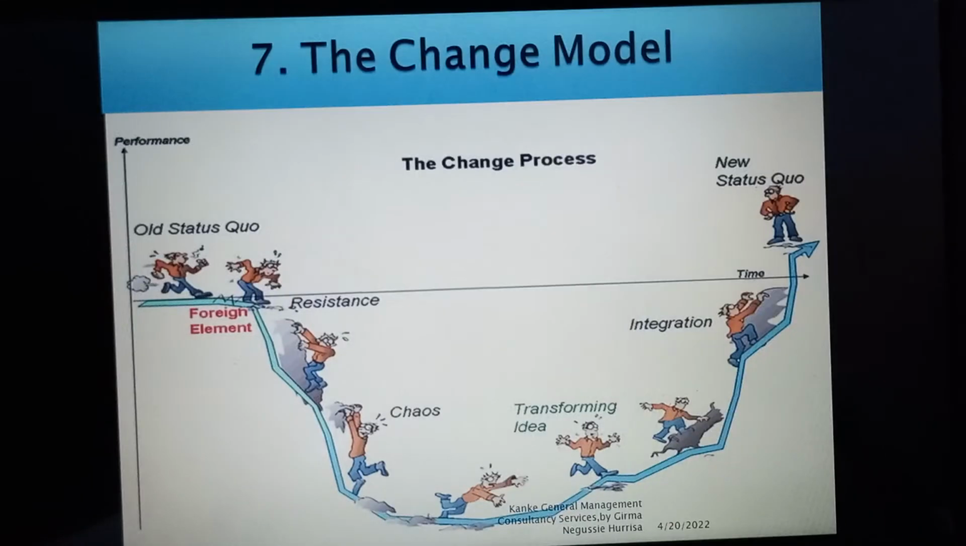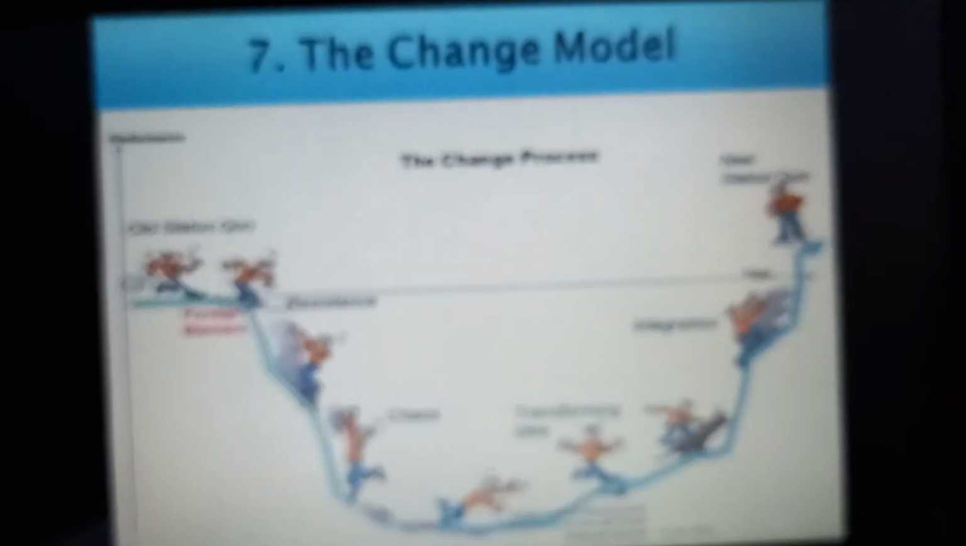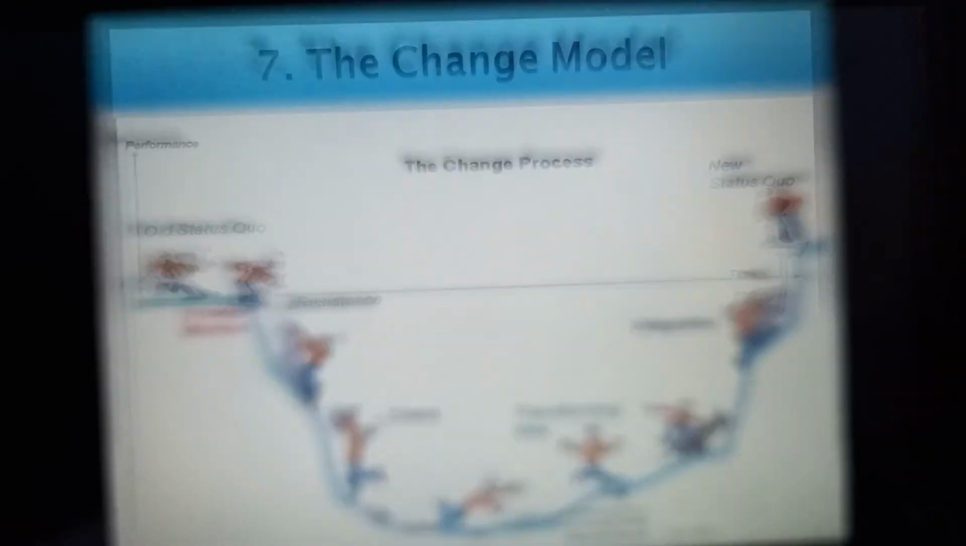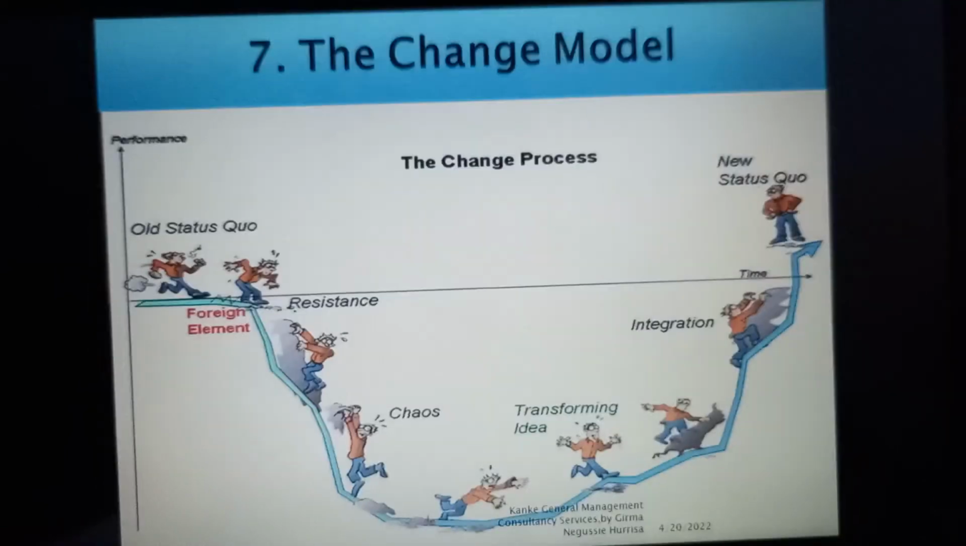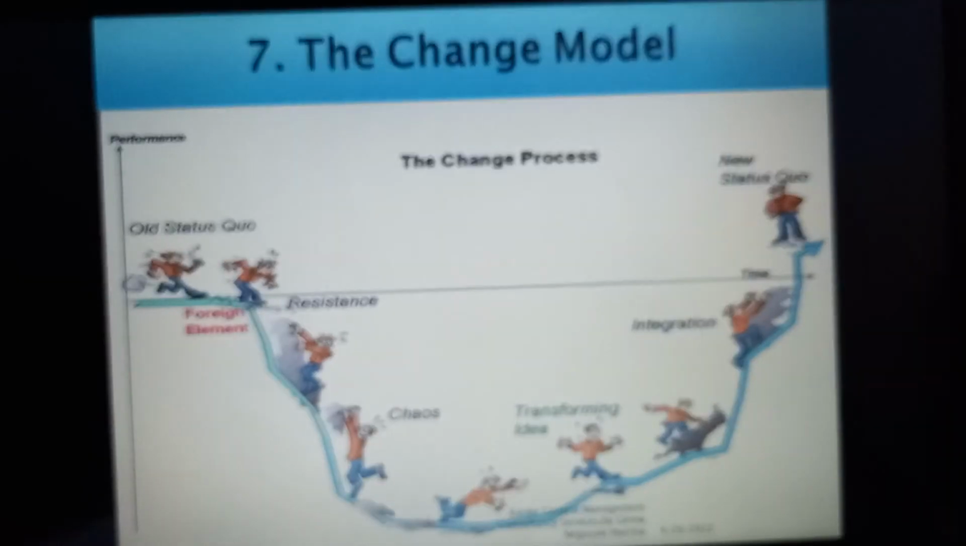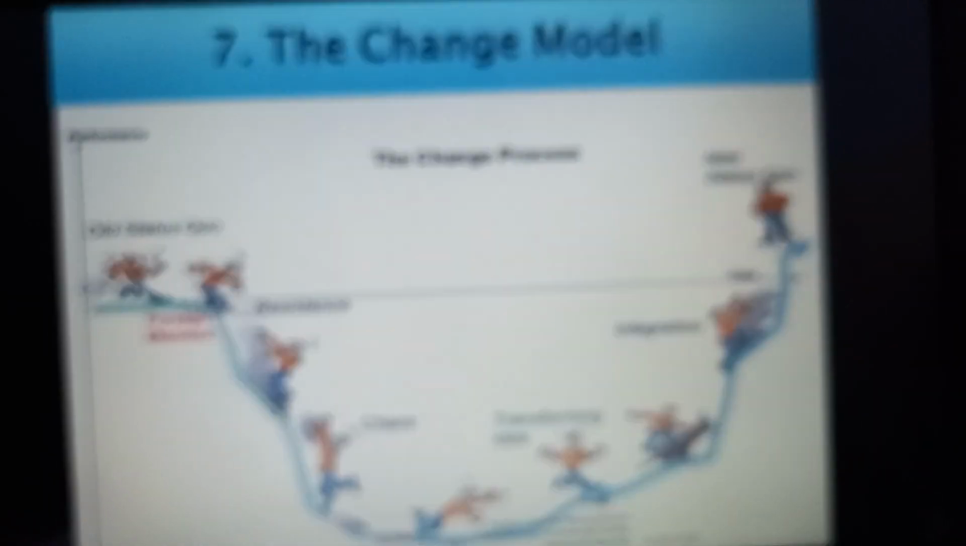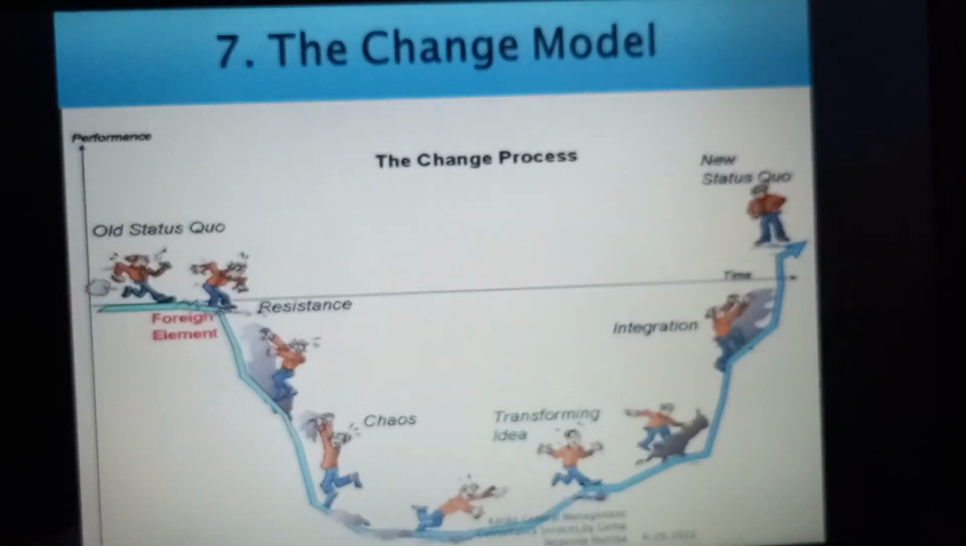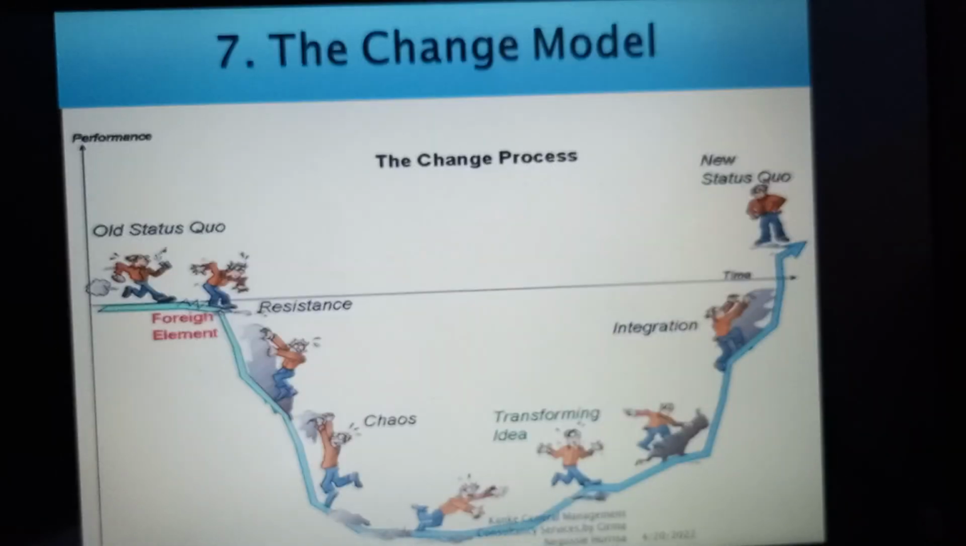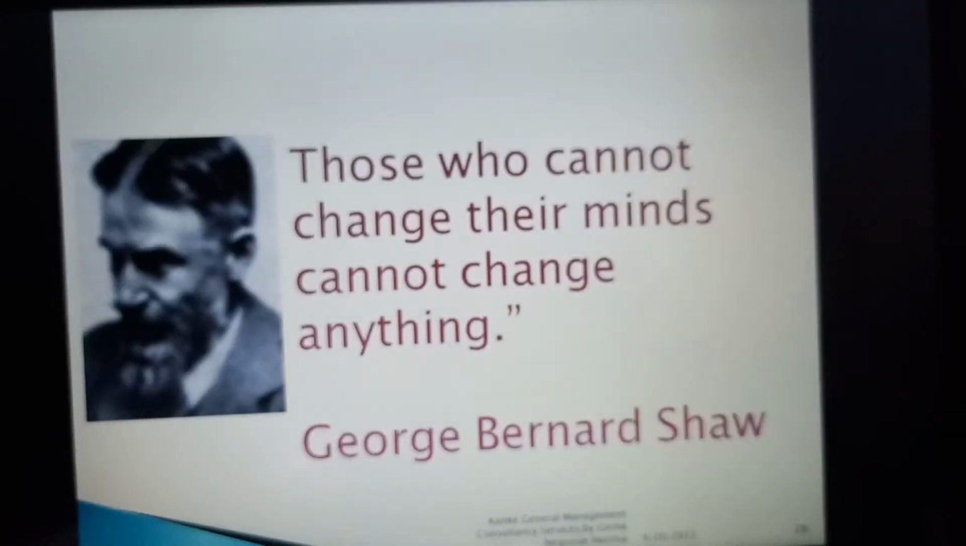The change management models. Change management from the very beginning, you may remember from the picture, the status quo is there. In order to reach from the status quo to the new status quo, you need to go through a painful process of change. This painful process could be resistance, could be chaos or mess of different organizational activities. Transforming of ideas, integration of ideas could be there. Then finally you will reach the new status quo.